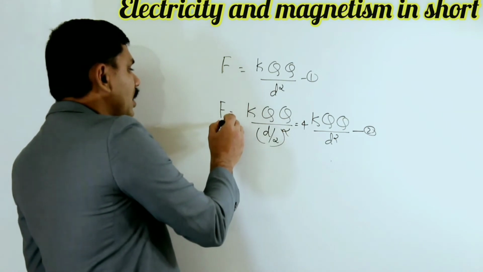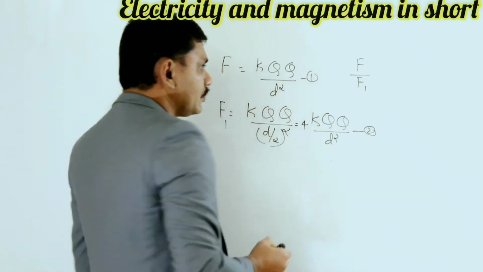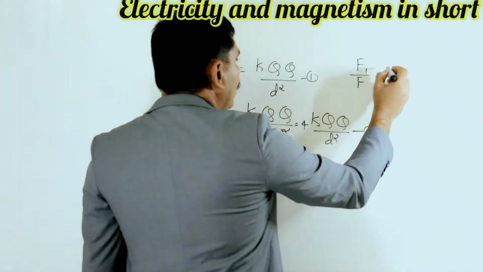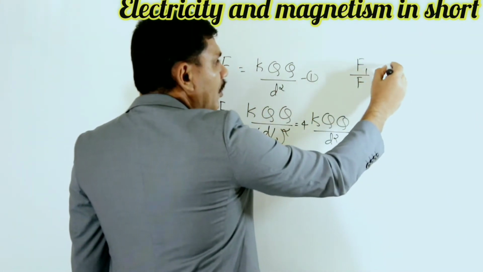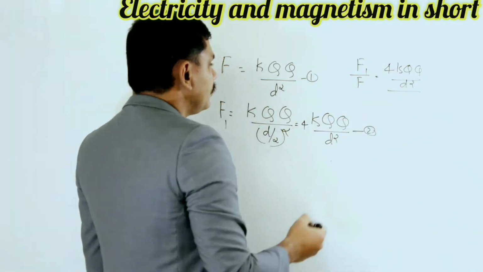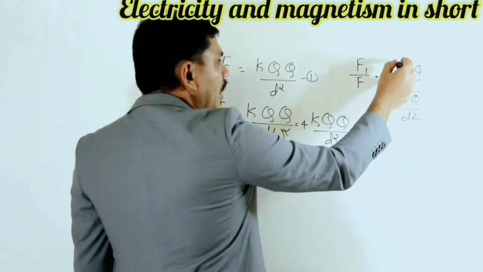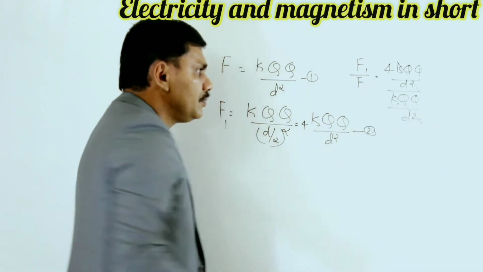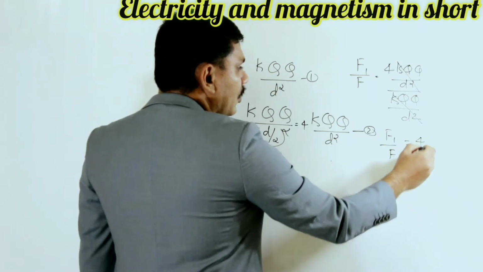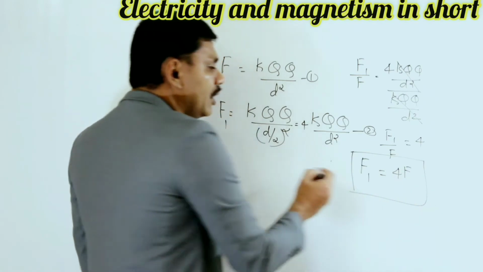Here the new force is put as F1. So you can take F1 divided by F. F1 is 4 K Q divided by d square, divided by K Q divided by d square. So K Q divided by d square will cancel. Then the remaining is what? F1 divided by F equal to 4. So the new force F1 will be 4F.